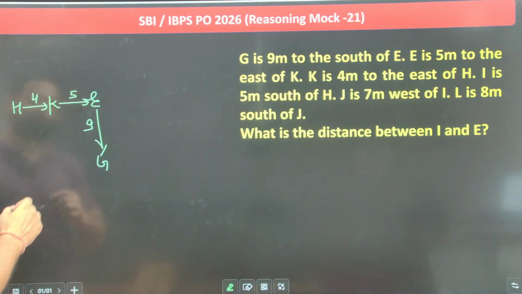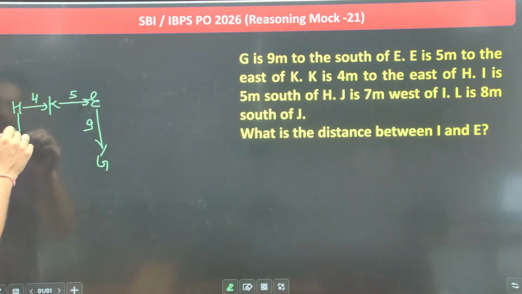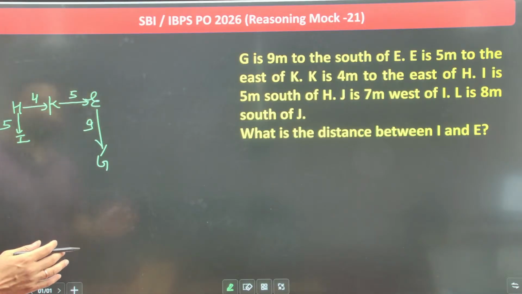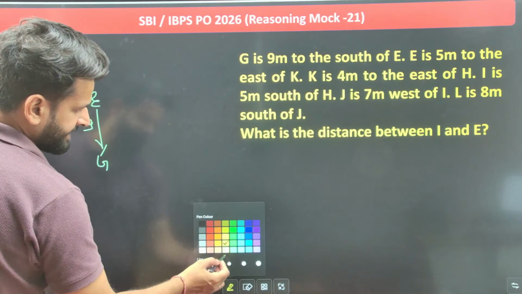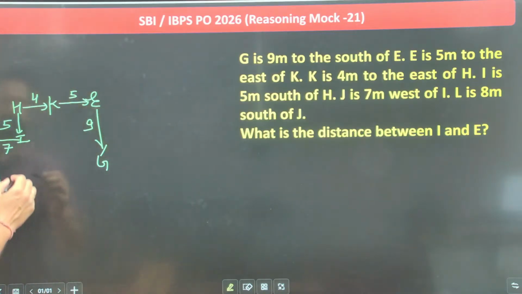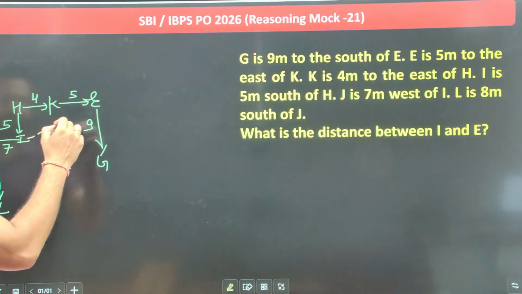I is 5 south of H. This is 9, so this will be I. I will be 5 south of H. J is 7 west of I. This will be J, 7 west of I. L is 8 south of J. This will be L, 8 south of J. Now the question to you was find the distance IE. This is I, this is E. You are required to find this.